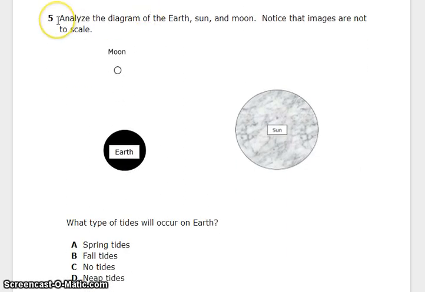Number 5. Analyze the diagram of the Earth, Sun, and Moon. Notice the images are not to scale. We have the Earth, the Sun, the Moon. What type of tides will occur on Earth? A. Spring tides, B. Fall tides, C. No tides, D. Neap tides.